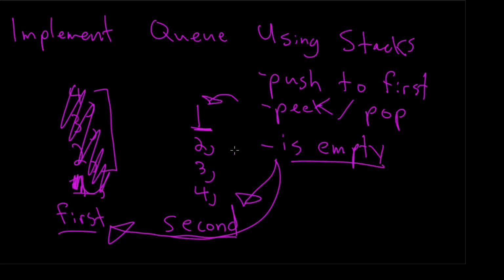And if they're both empty, then obviously the whole thing is empty. But if one of them has values, then obviously your queue is not empty. So all the operations are going to take amortized constant time.